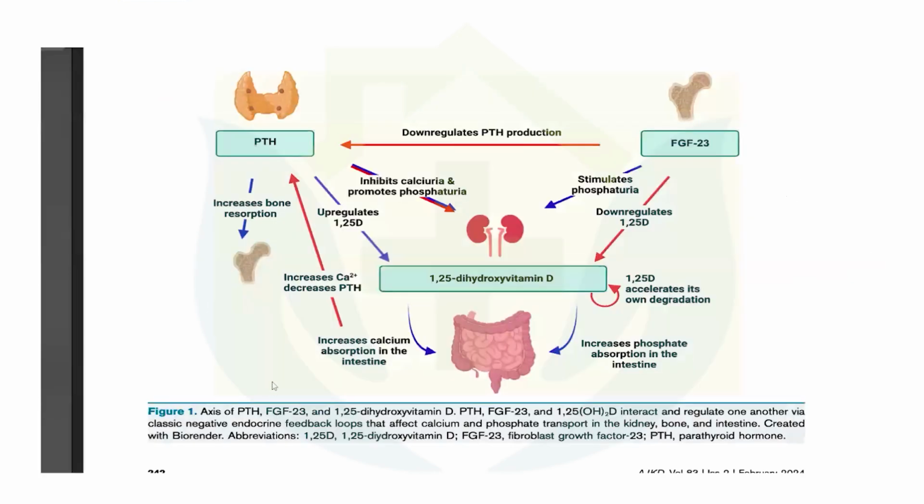This is a pictorial representation of the actions of these three factors. First, let us see FGF23, or fibroblast growth factor 23. It is produced from bone. Major actions are that it stimulates phosphaturia, downregulates 1,25 dihydroxy D, and downregulates PTH production. Parathyroid hormone, produced from the parathyroid gland, increases bone resorption, upregulates active vitamin D, inhibits calciuria, and promotes phosphaturia. And 1,25 dihydroxy D's main action is in the intestine, leading to increased calcium and phosphorus absorption.